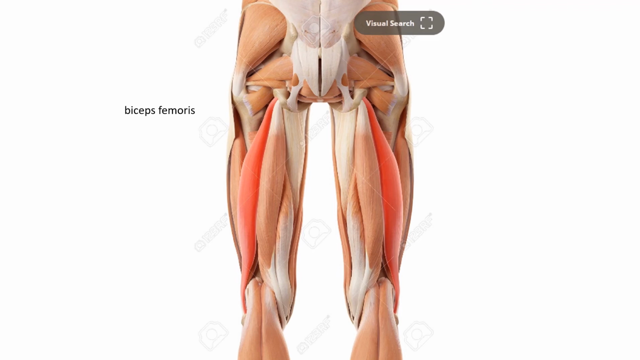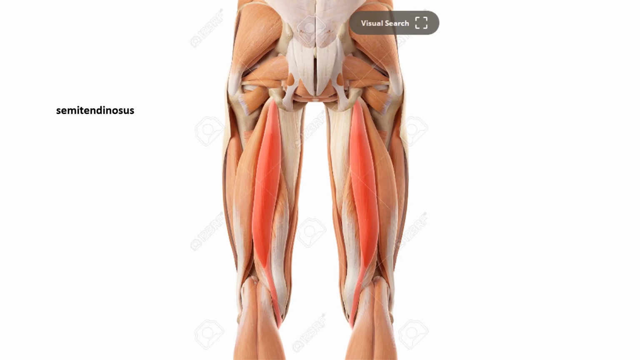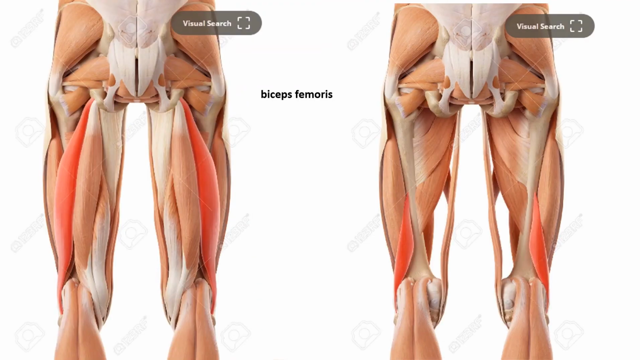the thigh. We are still in the posterior compartment of the thigh, and the red marked muscle is what is called semitendinosus. Why semitendinosus? Because half of the muscle is flesh red muscle and half of it is a tendon, therefore it is called semitendinosus, and it is just medial to the biceps femoris. Now we are in the posterior compartment of the thigh.